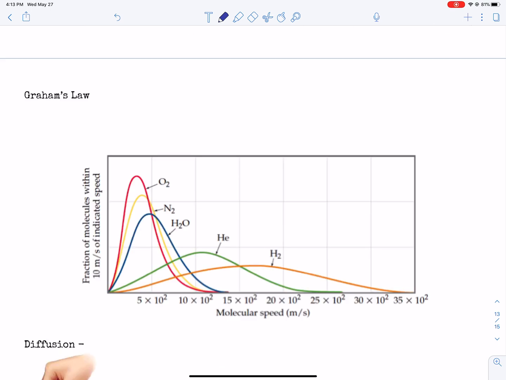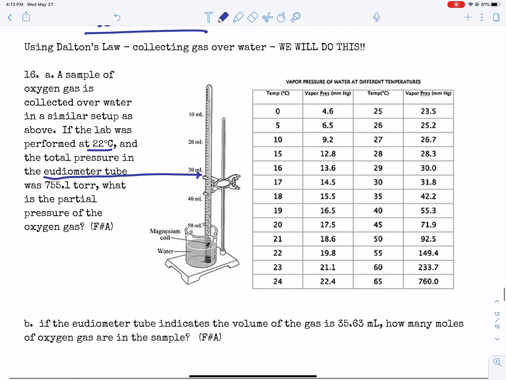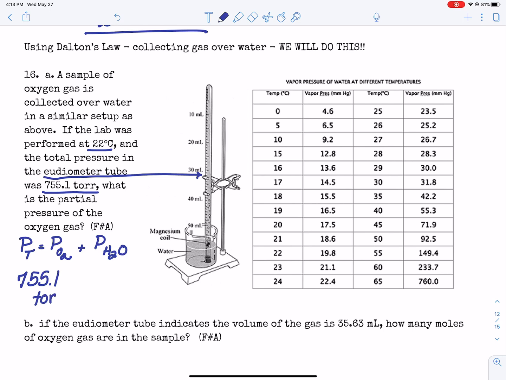The total pressure in this big tube, which would be called a eudiometer tube, is 755.1 torr. Remember, torr is the same thing as a millimeter of mercury. And the question is asking, what's the partial pressure of the oxygen gas? Again, write the formula yourself. The total pressure is equal to the pressure of the oxygen gas, and because the gas is collected over water, there will be some water vapor in there. We know the total pressure is 755.1 torr, or millimeters of mercury.